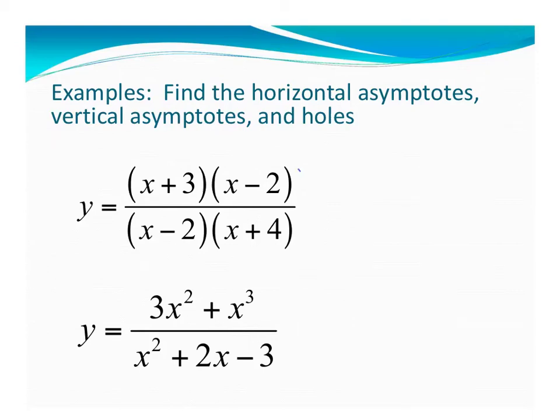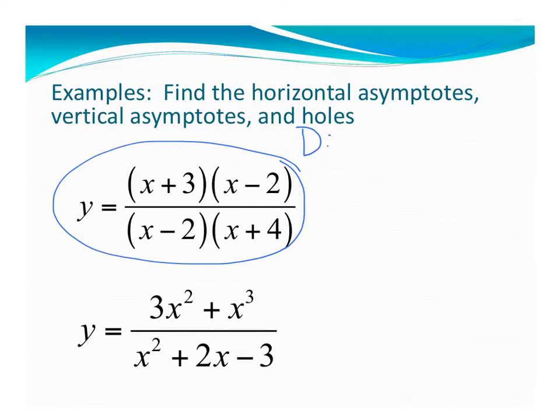Right, let's try this first problem right here. What it wants us to do is find our horizontal, vertical asymptotes, and holes. And we're also going to start out by finding the domain. For my domain, it's all the values that x cannot equal. So we know it's all real numbers except for what?